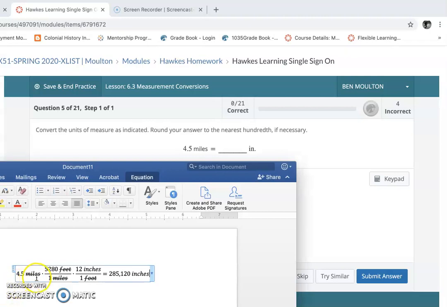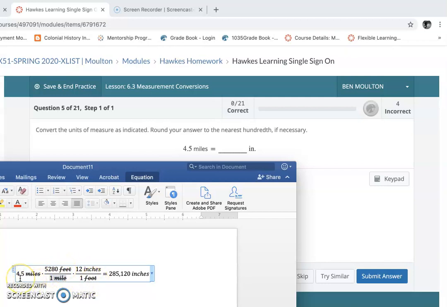So there's 4.5 miles here that we're going to work with, and there's 5,280 feet in 1 mile. So to get the miles to divide out, we would end up multiplying by 5,280, and that'll get us into units of feet. But we don't want units of feet, we want units of inches, right? So we need one more conversion. We're going to multiply by 12 inches over 1 foot. Notice the feet cancel out here, or divide out.